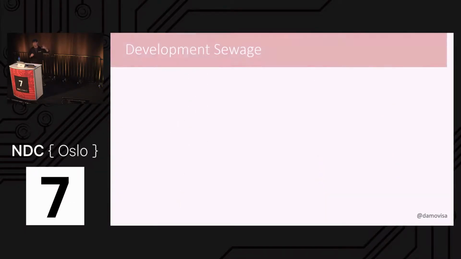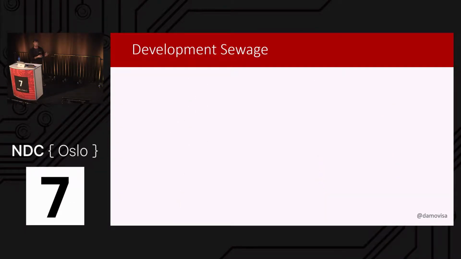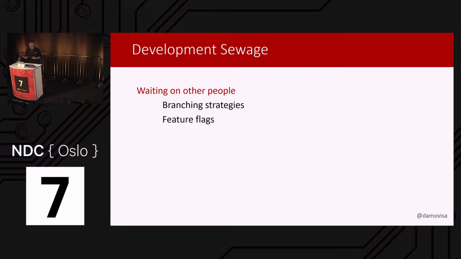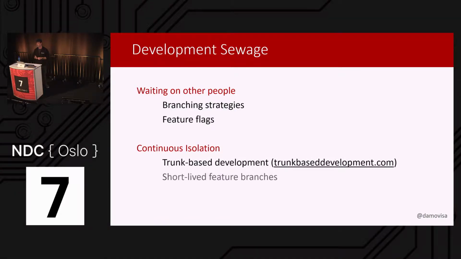So I just want to summarize this development stage of our pipeline. There's a few different things that can go wrong that we see. Number one, waiting on other people. And so branching strategies and maybe even using feature flags and things like that is a good way of getting around those problems. But with branching strategies, you've got to be careful that you're not doing continuous isolation. In other words, you're merging really consistently.